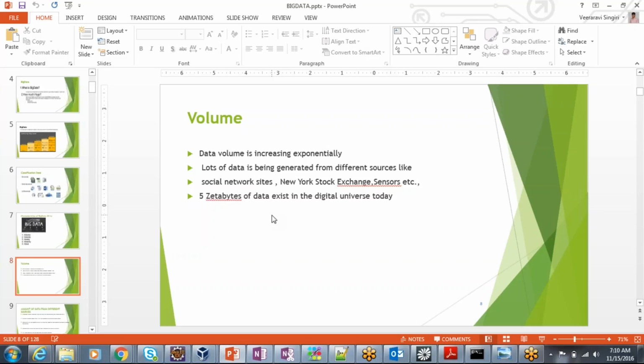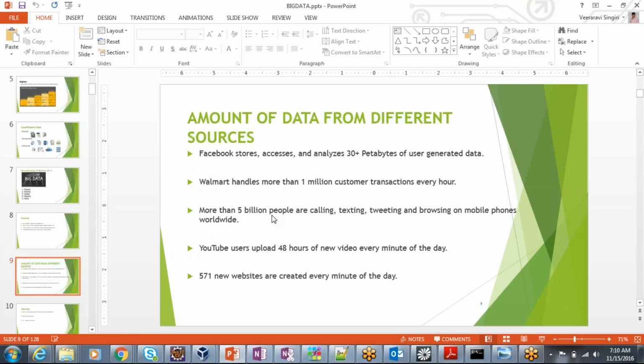If you observe, 90% of the data was generated in the last 3 years. Suppose you take the whole data as 100%, then 90% of the data was generated in the last 3 years only. It means very recent. You can understand how fast the data is being generated. You can see Facebook and Walmart, so many sources where the data is coming from.